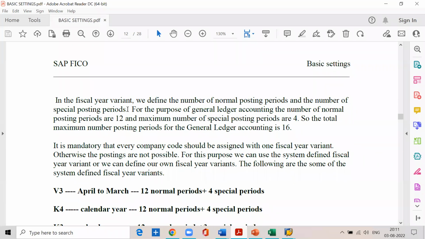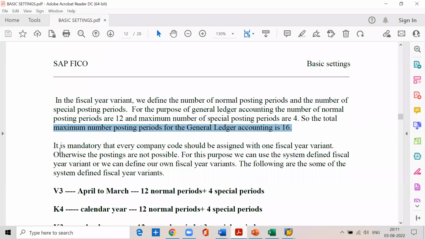See, variant means an object for which some values are defined. So in the fiscal year variant, we define how many normal periods you want to use and how many special posting periods you want to use. For the purpose of general ledger accounting, the number of normal posting periods is 12 and the maximum number of special posting periods is 4. So the total maximum number of posting periods for general ledger accounting is 16. So for general ledger accounting, it's not possible to have more than 16.